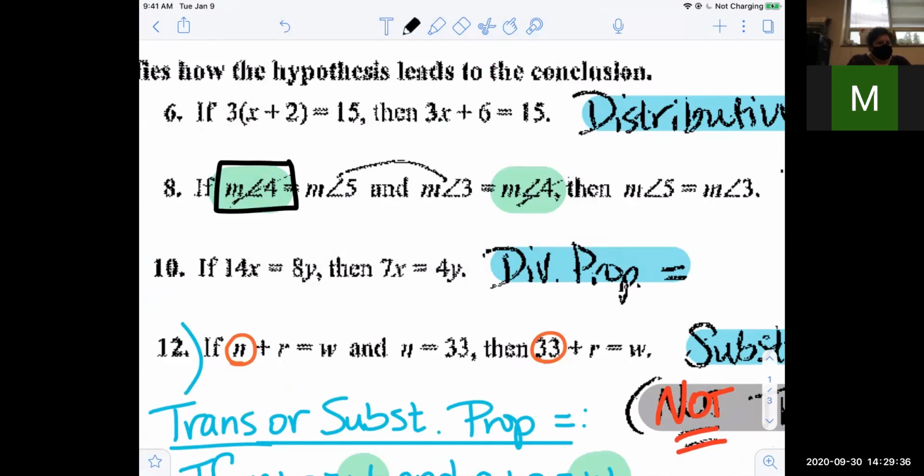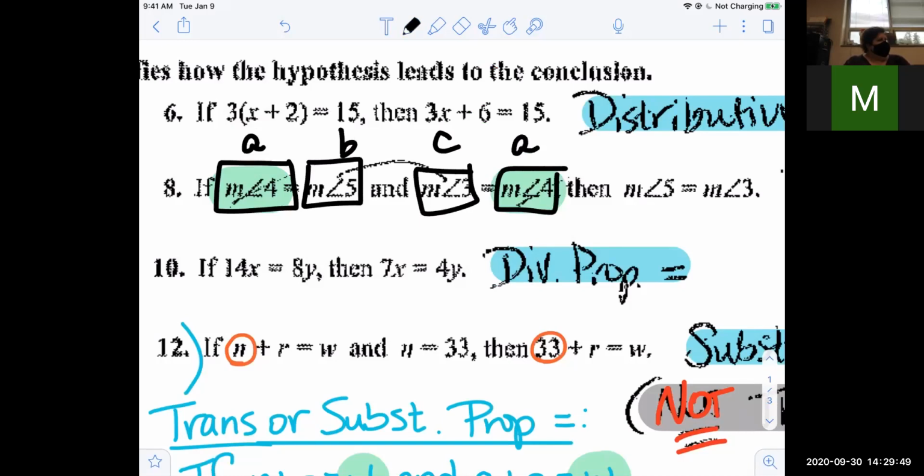Okay, so if this is your A and this is your B, what is this? That's C. And then what's that equal to? A. So technically on this one, it would be if thing 1 equals thing 2 and thing 3 equals thing 1, then thing 2 equals thing 3. But yeah, so for transitive, you have to have an entire side of the equation that disappears.